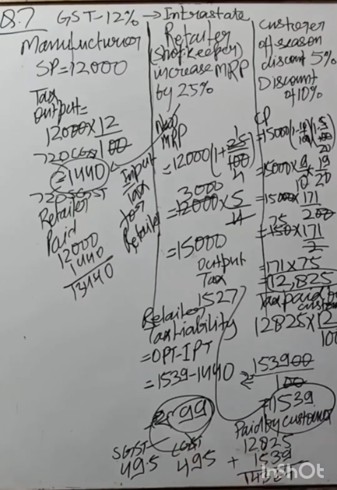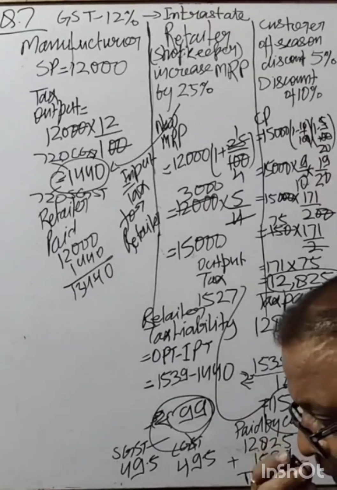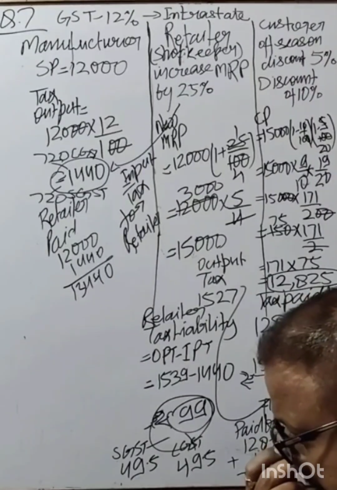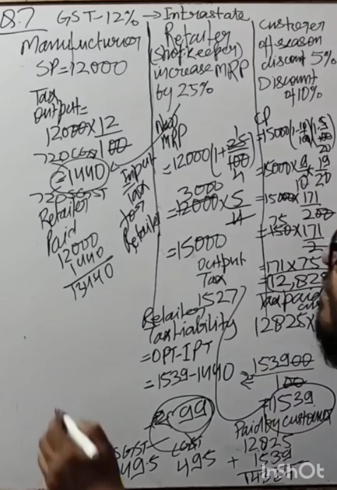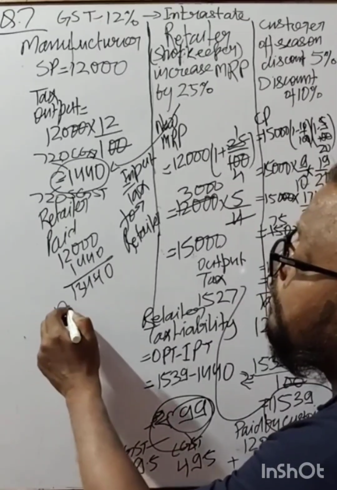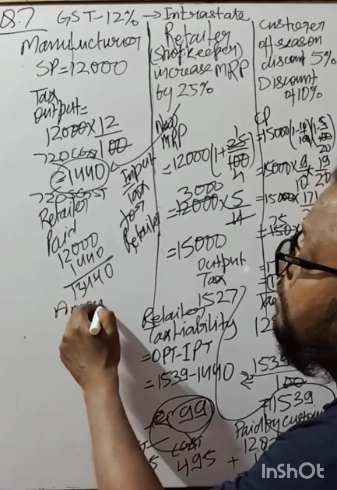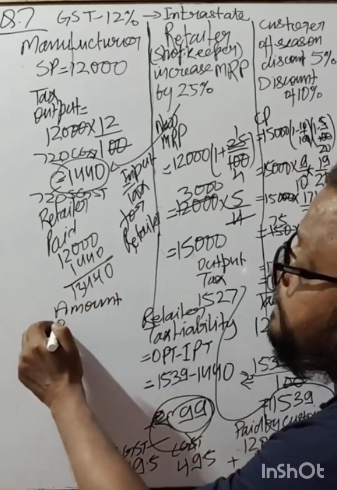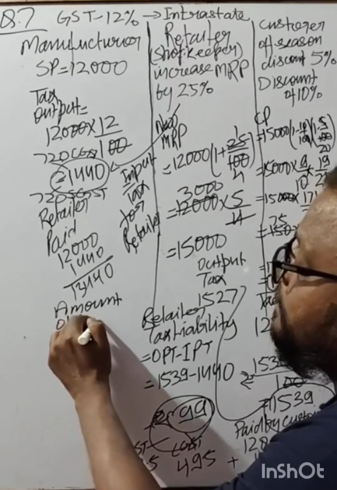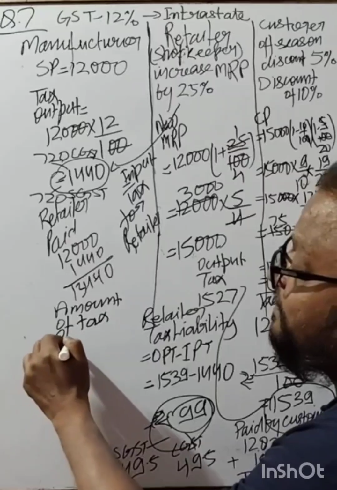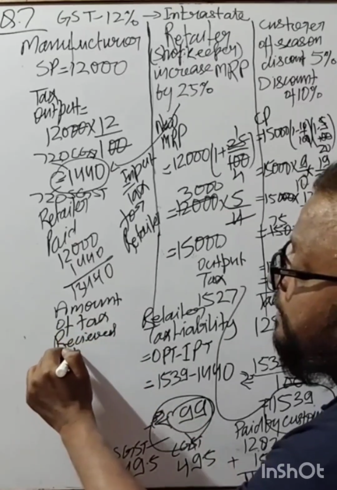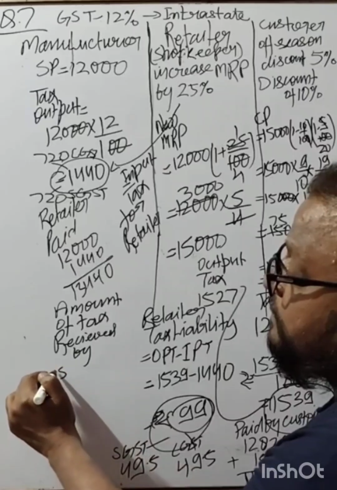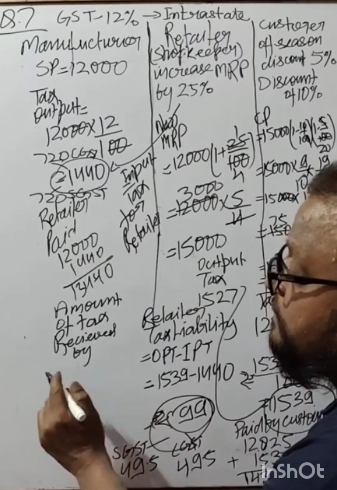The amount of tax under GST received by the central government. Amount of tax received by CGST.